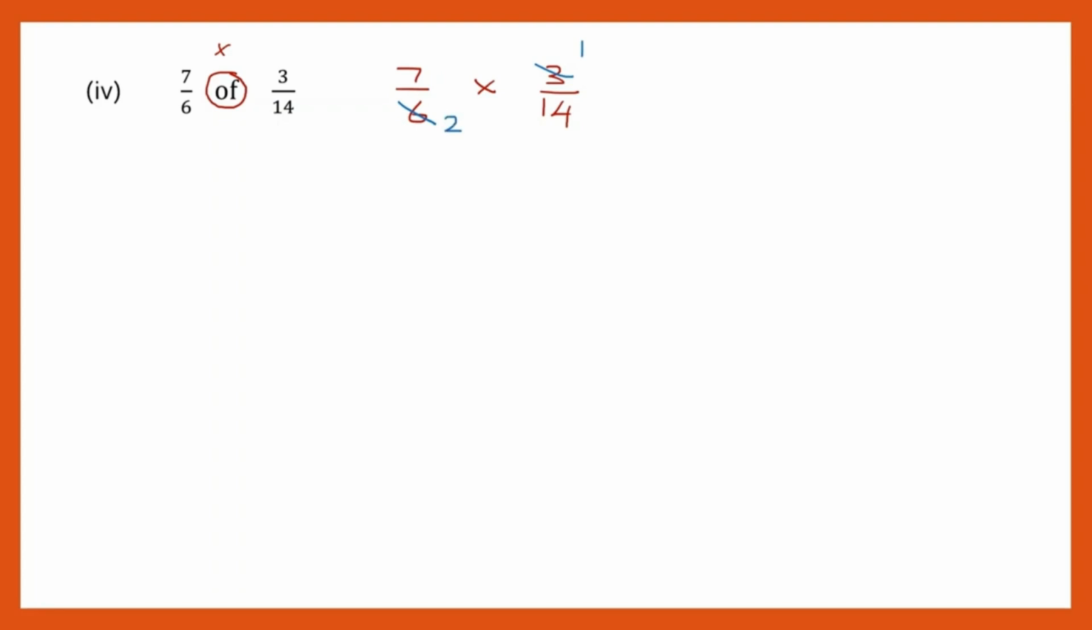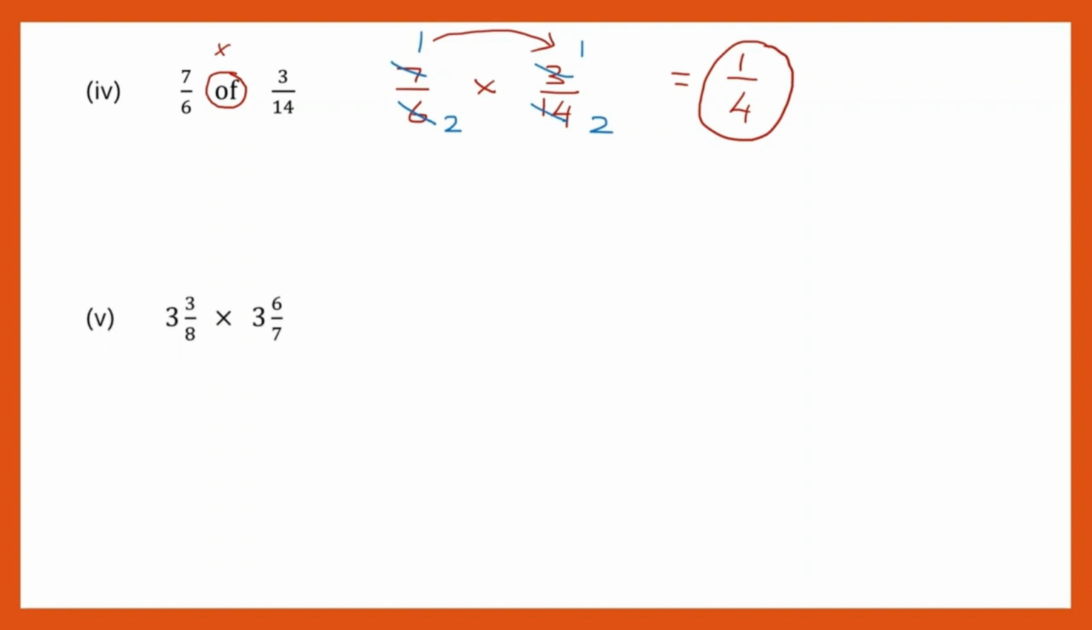I can also cancel 7 and 14. 7 and 14, both are in the tables of 7. So 7 ones are 7, 7 twos are 14. Is there anything else that I can cancel? There isn't. So I'm going to multiply my numerators. 1 one is 1 and my denominators, 2 twos are 4. So my final answer here is 1 by 4.